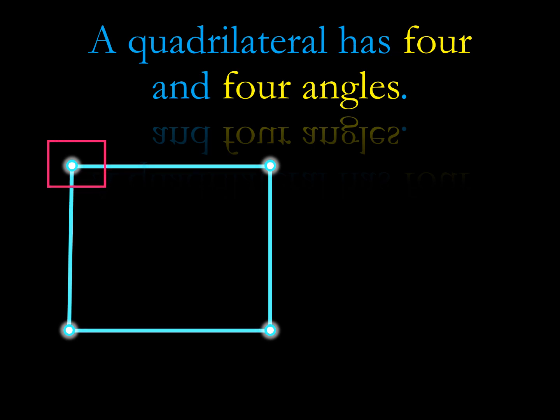And let's just make sure we've got our 4 angles. There's one, there's another one, and there's another one again. 2 lines are meeting at a point. That means we have an angle. Let's move on.